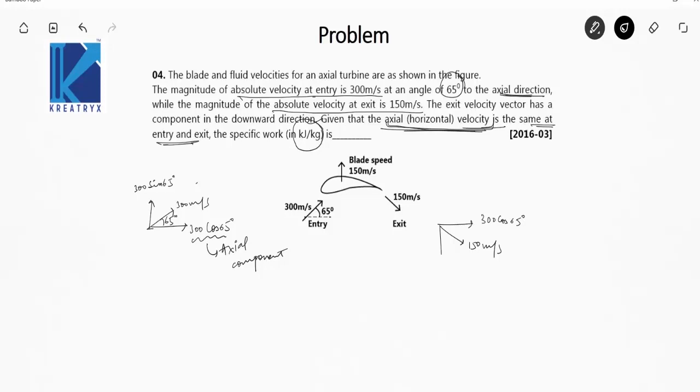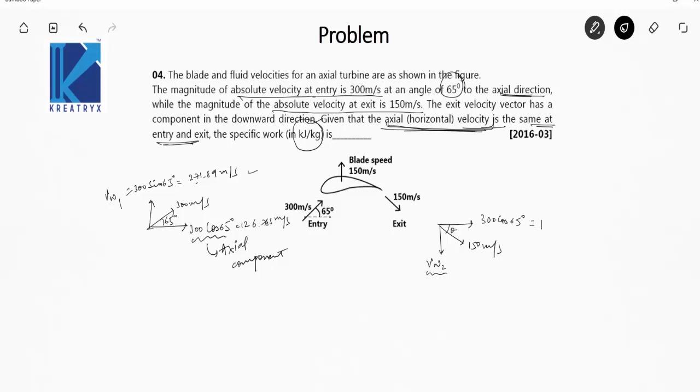So if we know these two components, I can find out theta. Okay, so first of all, let's see what is 300 sine 65. This is 271.89 meter per second, and 300 cos 65 will be 126.785 meter per second. Okay, so these vertical components, what are they? They are actually whirl components. So this becomes VW1, that is whirl velocity at inlet, and this component becomes VW2, that is the whirl component of velocity at outlet.